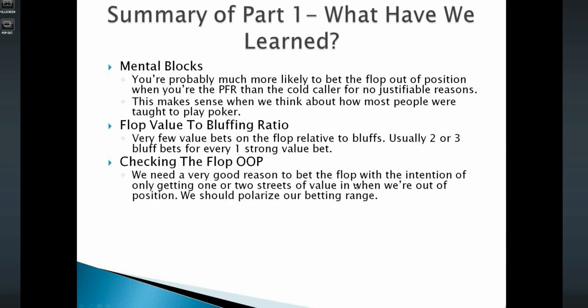We also talked about checking the flop out of position. We need a very good reason to bet the flop with the intention of only getting one or two streets of value in when we're out of position. We should polarize our betting range. Now, this doesn't mean you're never going to be check-calling or check-raising the turn, or check-calling or check-raising the river. It simply means you shouldn't be betting the flop, most likely, if you're often going to find yourself lost to a turn or river bet and you know you're not going to be able to bet the turn or the river for value.